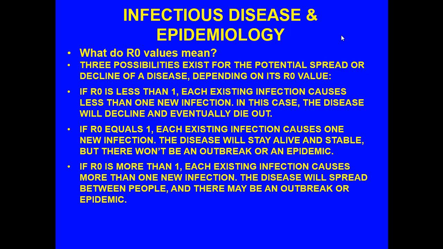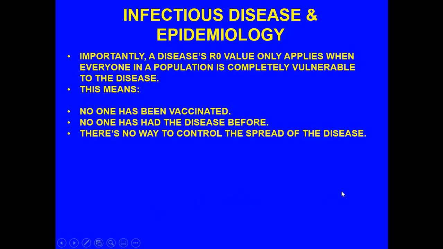The disease will spread between people, and there may be an outbreak or an epidemic. Now, as I said, the disease's R naught only applies to everyone in the population that is completely vulnerable to the disease. Nobody's been exposed previously, so they have no immunity to it. Nobody's been vaccinated. And there's also no way to control the spread of the disease.